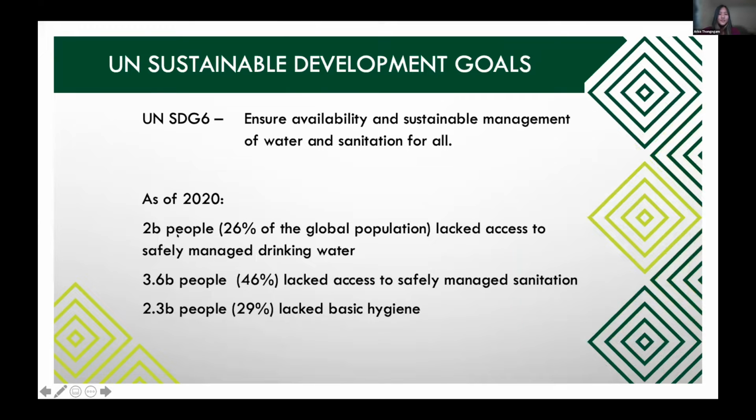The UN established 17 Sustainable Development Goals to be achieved by 2030. Regarding WASH, the 6th goal aims to ensure availability and sustainable management of water and sanitation for all. These are some examples of global WASH issues as of 2020. 26% of people around the world do not have access to safely managed drinking water. 46% do not have access to safely managed sanitation, and 29% do not have basic hygiene.